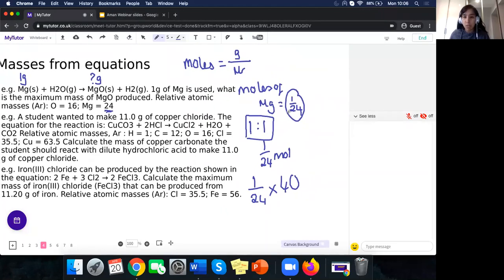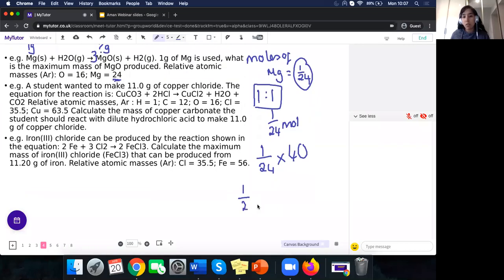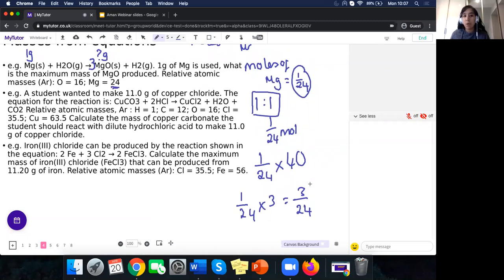we calculated the number of moles of magnesium to be 1 over 24. Remember, we did that by taking the mass and dividing by 24, which was the relative atomic mass of magnesium. We looked at our reaction and said that 1 magnesium produces 1 magnesium oxide. If, when it was balanced, this was a 3, that means for every 1 magnesium, we produce 3 magnesium oxides. In which case, if 1 over 24 moles of magnesium reacted, we would produce 3 times this, so 1 over 24 times 3, which is 3 over 24 moles of magnesium oxide. So then, instead of doing 1 over 24 times 40, you would do 3 over 24 times 40.